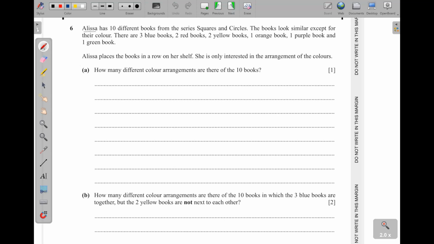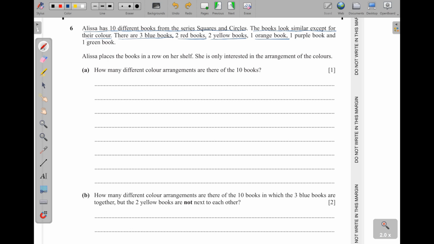Question 6. Alyssa has 10 different books from the series Squares and Circles. The books look similar except for their color. There are 3 blue books, 2 red books, 2 yellow books, 1 orange book, 1 purple book, and 1 green book. Alyssa places the books in a row on her shelf. She is only interested in the arrangement of the colors. Part A. How many different color arrangements are there of the 10 books?